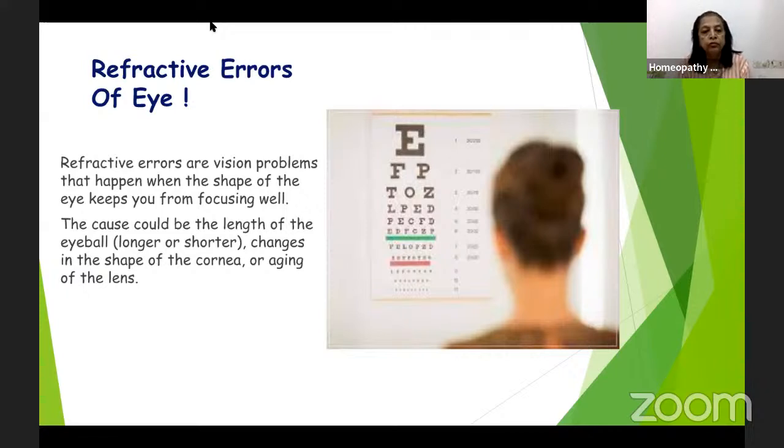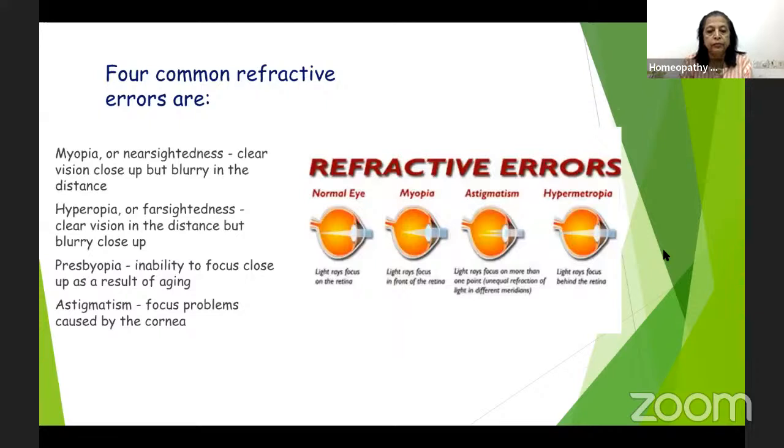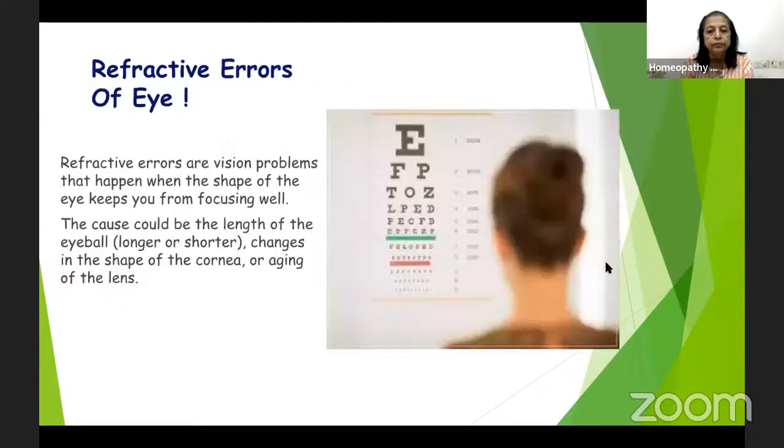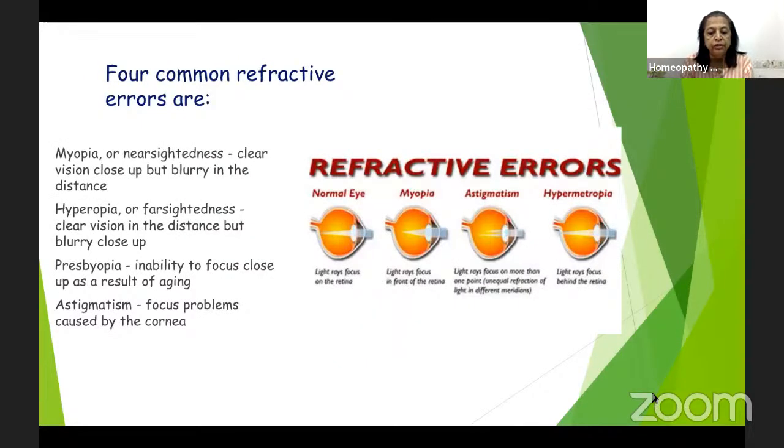Now, what is a normal refraction? Normal refraction, if you see here, you can see the rays of light are focused on the retina. So here the patient will see very clear.